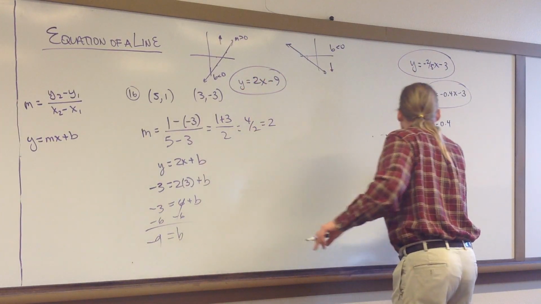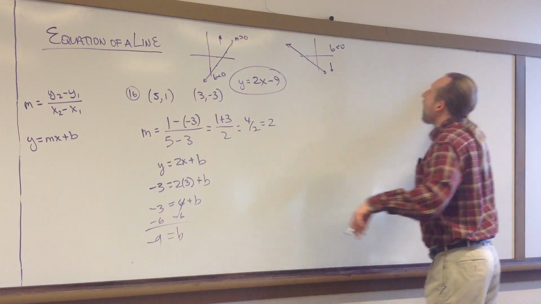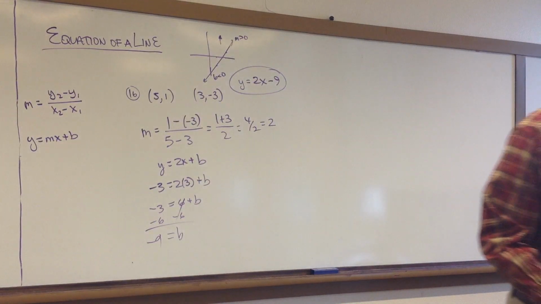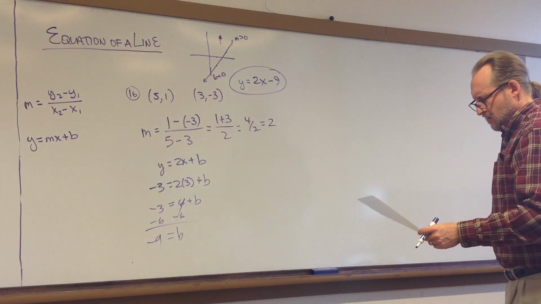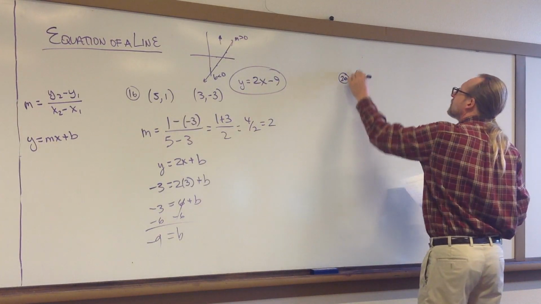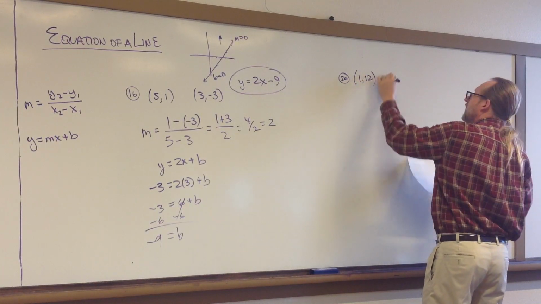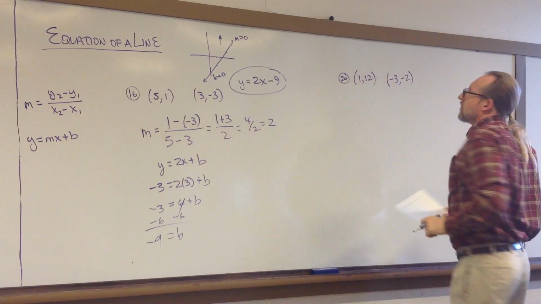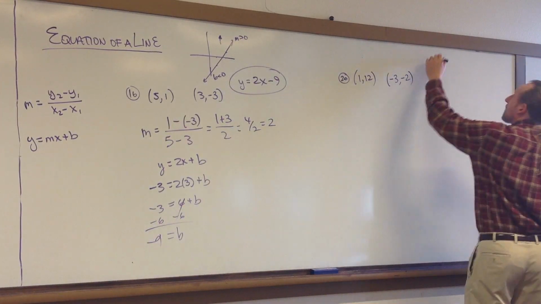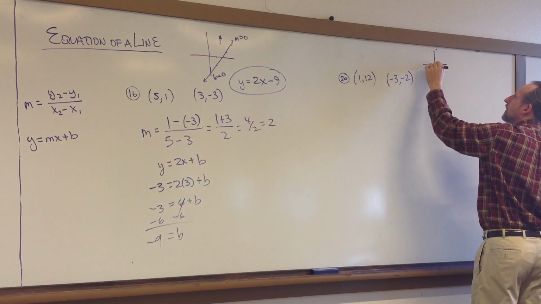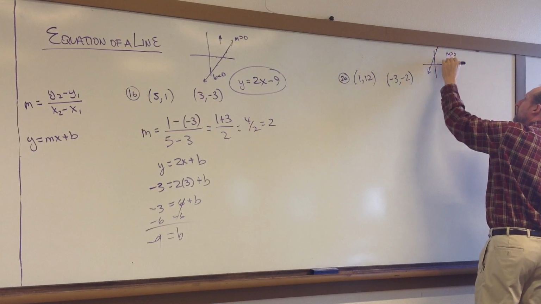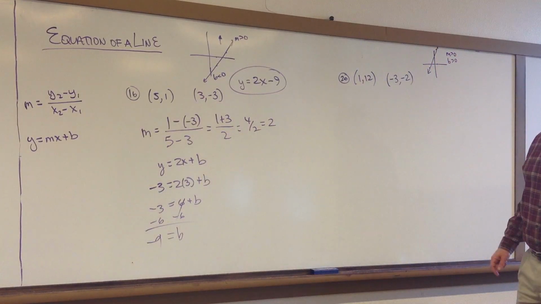All right, let's look at a couple more. Let's do problem 20. 1, 12, and negative 3, negative 2. Let's see, 1, 12, negative 3, negative 2, so something like that. So looks like we should get a positive slope and a positive y-intercept.